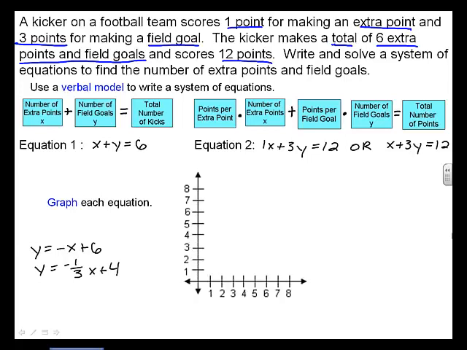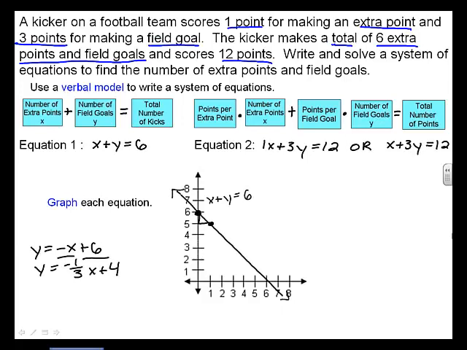To graph the equation y equals negative x plus 6, graph the y-intercept at 0, 6, and use a slope of negative 1, which means you move down 1 unit for every 1 unit you move to the right to find another point. Now draw a line connecting the 2 points.